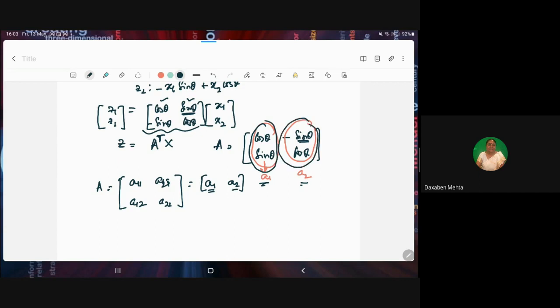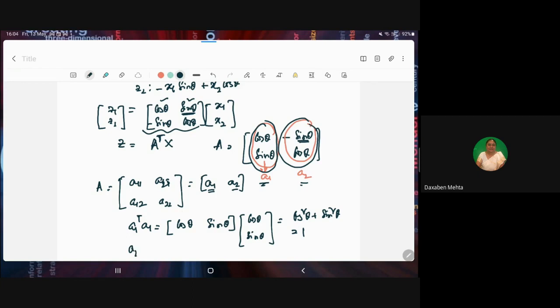So look at the beauty. That is A1 transpose A1. A1 is cos theta sin theta, and its transpose means column goes to the row space. So it becomes cos square theta plus sin square theta. That is 1. So it always happens.